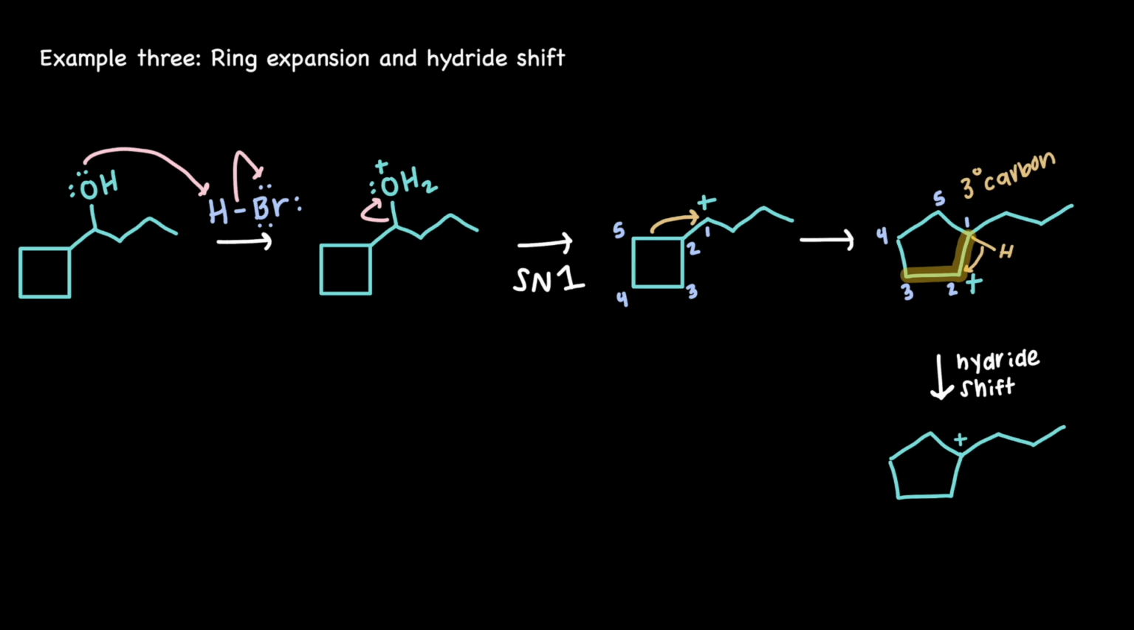Now the molecule has achieved both a less strained ring and a more stable carbocation. Finally, the bromide ion attacks the tertiary carbocation. The result is a rearranged alkyl bromide that has undergone both a ring expansion and a hydride shift. When working with ring systems, remember that multiple rearrangements can occur. A ring expansion may happen first to relieve ring strain, followed by a hydride or methyl shift to create the most stable carbocation possible.